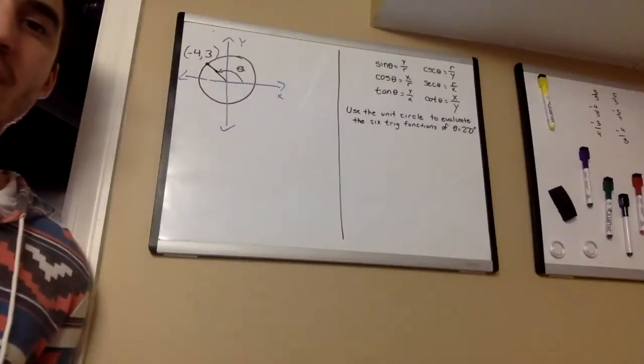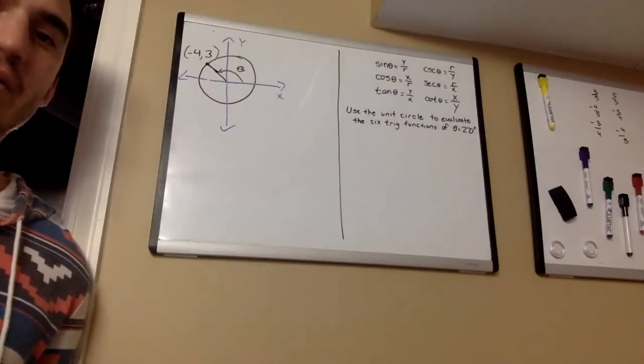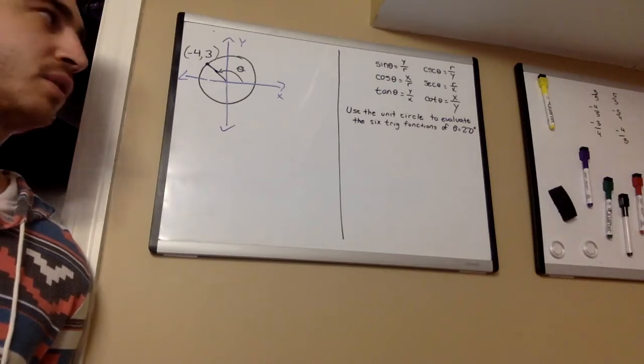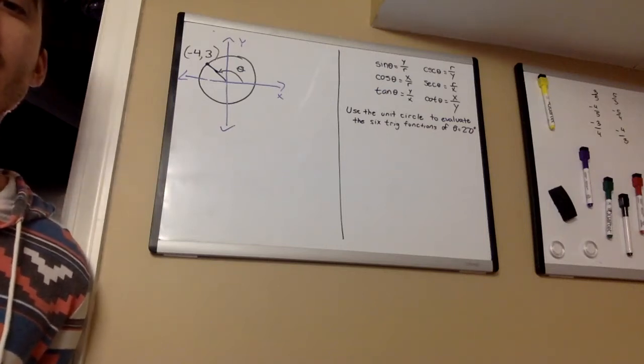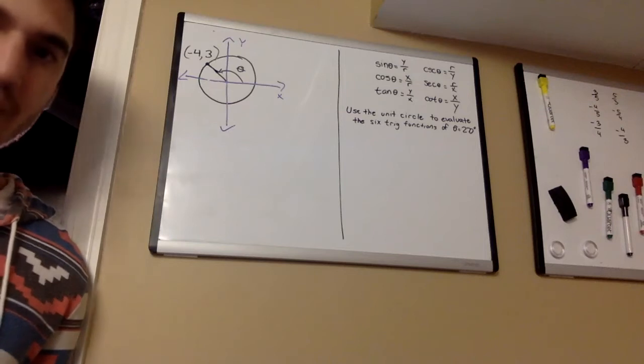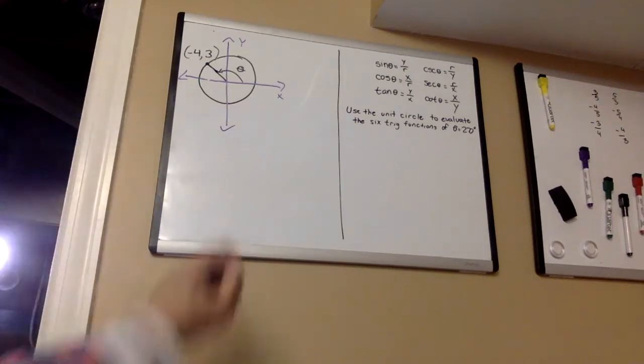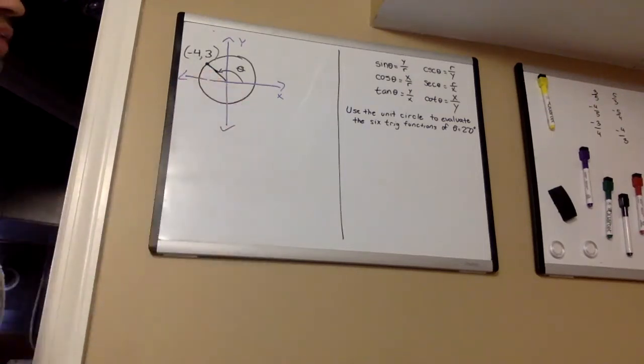Hey guys, so today what we're going to be doing is finding all six trig functions, either using the unit circle or a point on the circle. So what we're going to do first is start with a point on the circle. As we can see, the point is -4, 3.